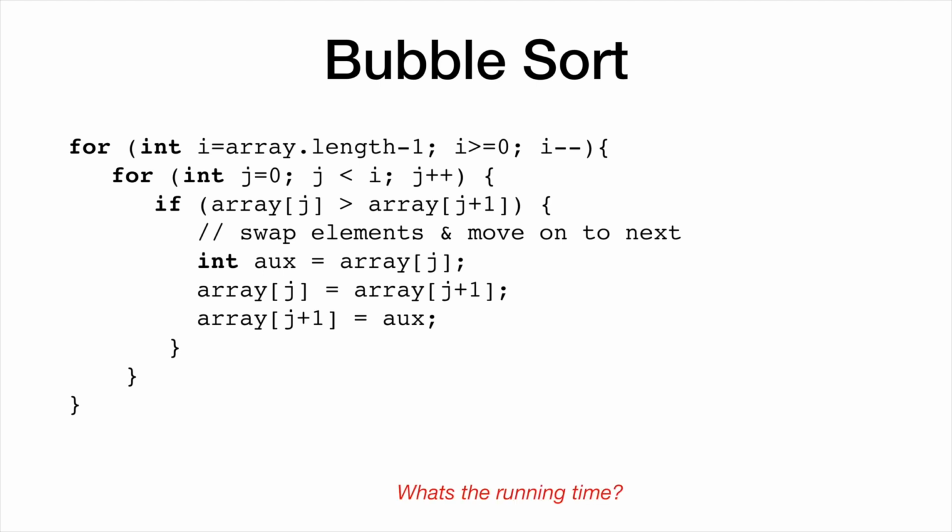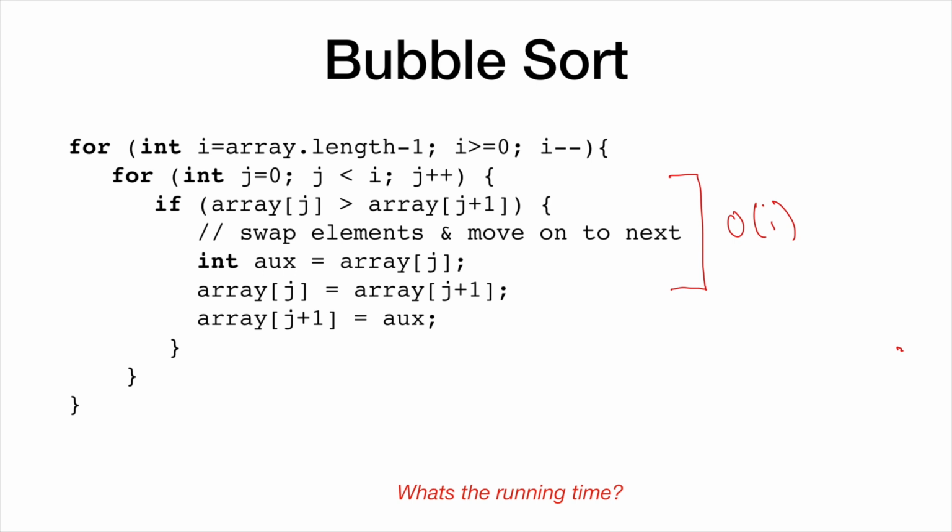Again, swapping takes a constant amount of time, but it's 3 operations, right? So then the question is, what's the running time? Well, this inner guy, the for loop, goes from 0 to I. So its running time is O of I.